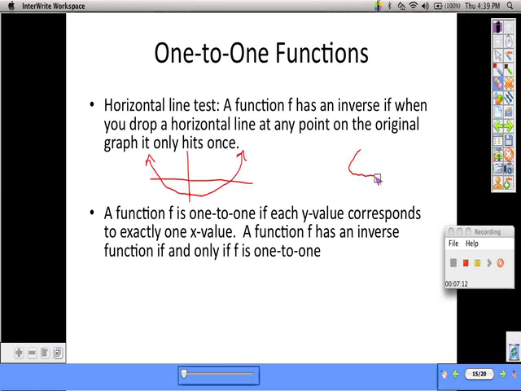And if we say that a function is 1-to-1, what we're saying is that each y value of that function corresponds to exactly one x value. What that's saying is that graphically it passes the vertical line test and the horizontal line test, both of them. And a function f has an inverse function, a function whose inverse is also a function, if and only if it's 1-to-1. If and only if it passes the vertical and horizontal line tests.